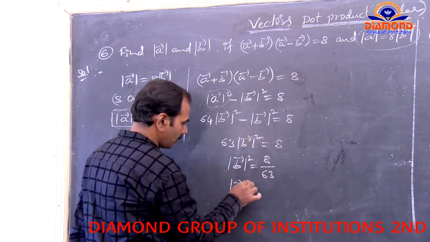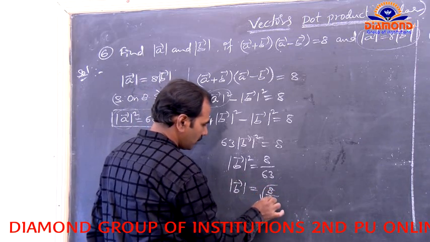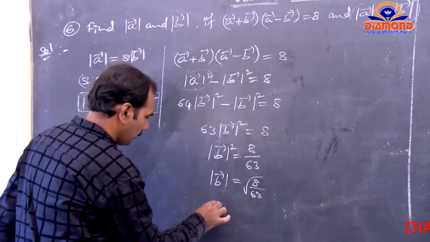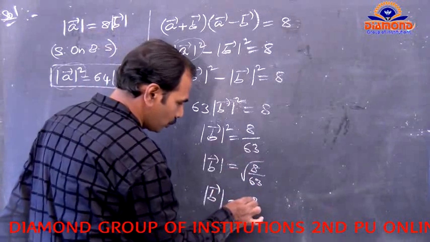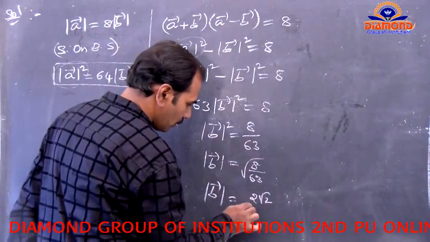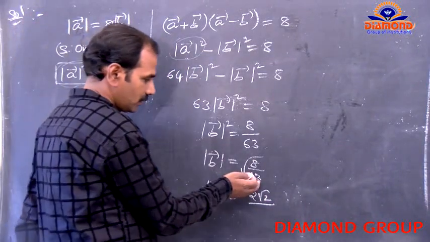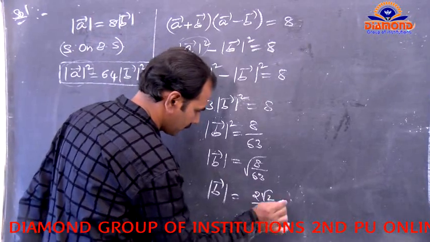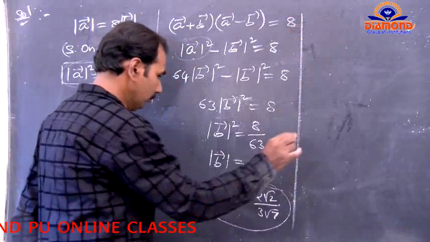Magnitude of B equals square root of 8 divided by 63. So magnitude of B equals root 8 over root 63. Root 8 means 2 root 2, and square root of 63, 9 times 7, means 3 root 7. So this is magnitude of B.